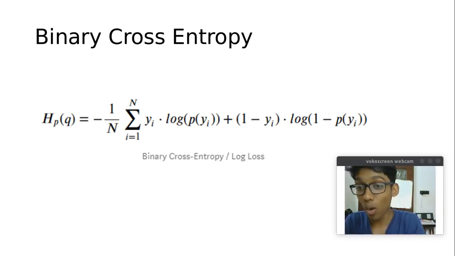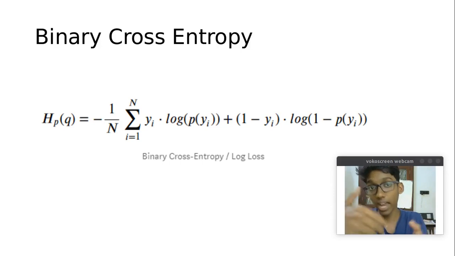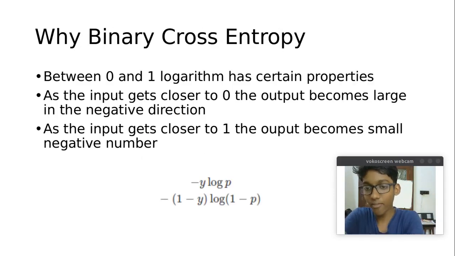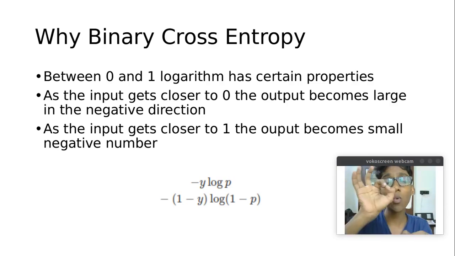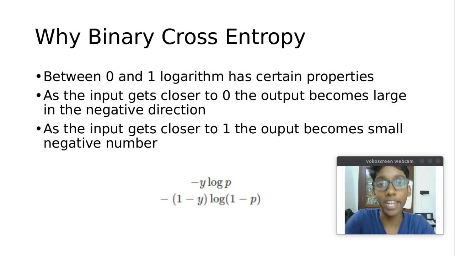And if it is 1, notice that the second side gets cancelled. If it is 0, the first side gets cancelled. So we only have to deal with one equation according to class, either 1 or 0. Now I have separated these two equations, and as you can see, negative y log p is the equation if our label is 1. So what happens is, as I said before, if the label is 1, we want our model to predict 1, right?